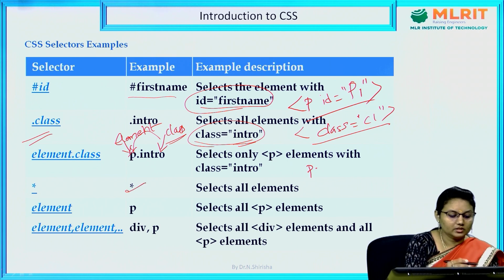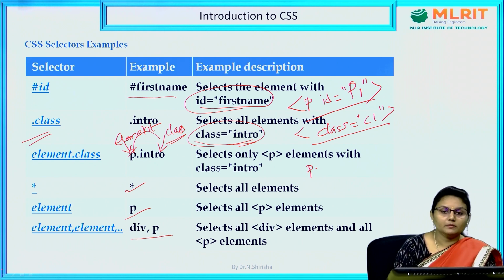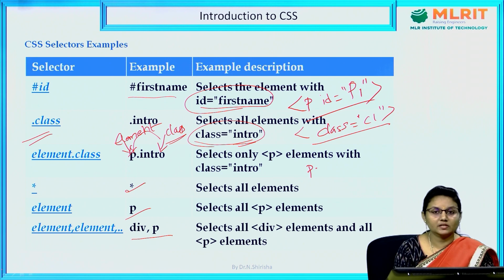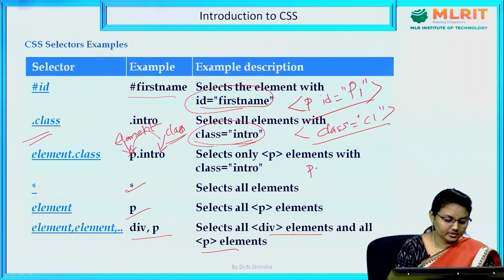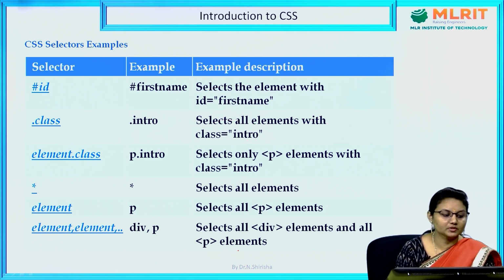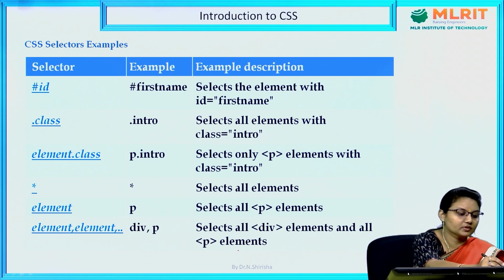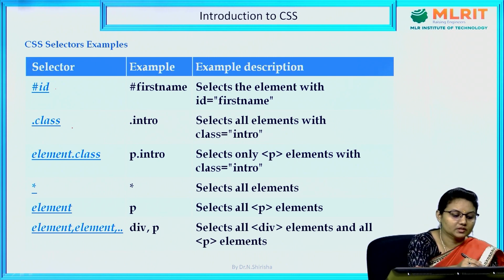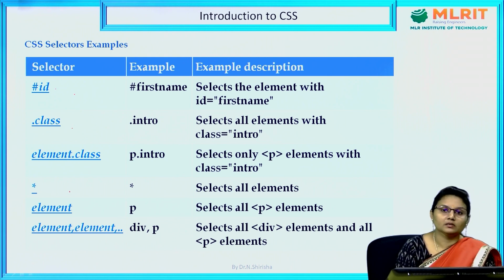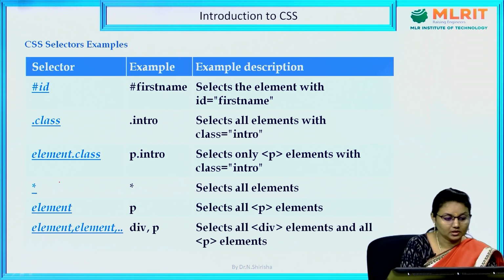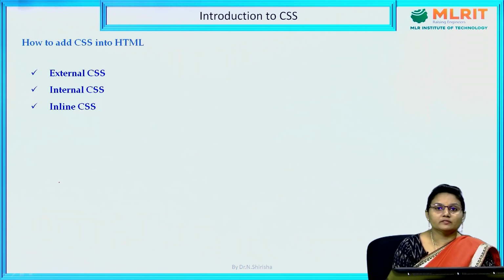Star is selecting all the elements. This is a single element, the p element, paragraph element, and multiple elements can be separated by a comma. Div is given, which is a division of different tags into one block. So p is a paragraph, so it selects all the division elements and also the p elements. So these are a few examples of how we are using the selector. This is for element, this is for class, this is for ID also, this is the ID, and for multiple elements, star is used. So how many types of CSS are there?